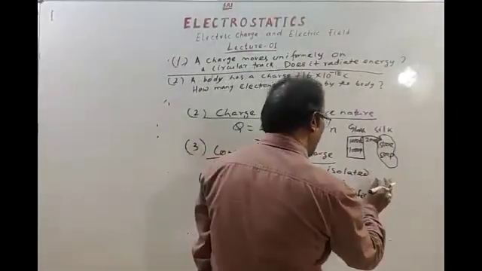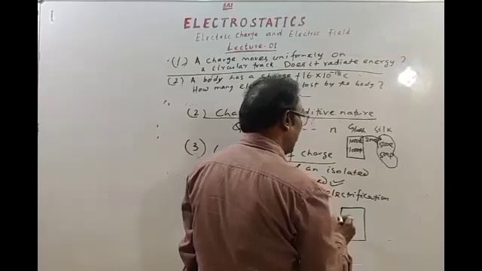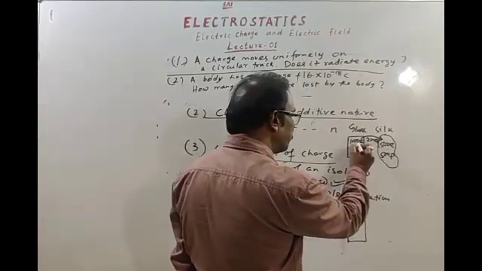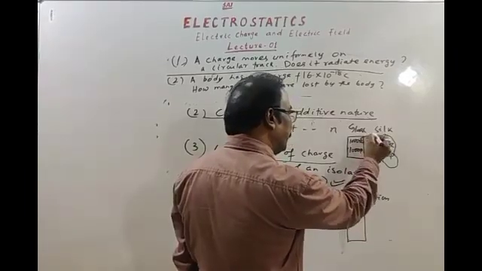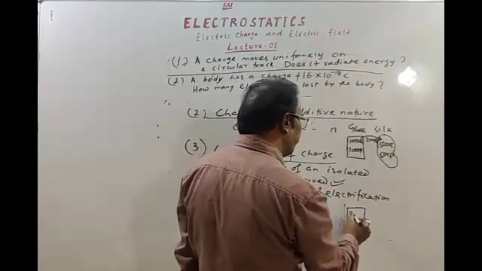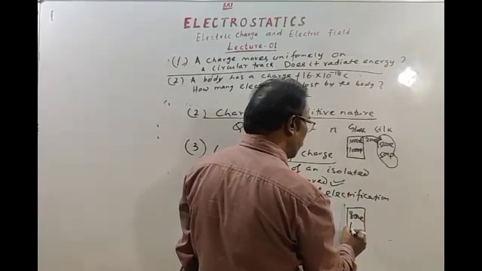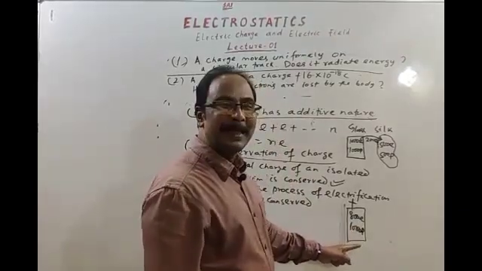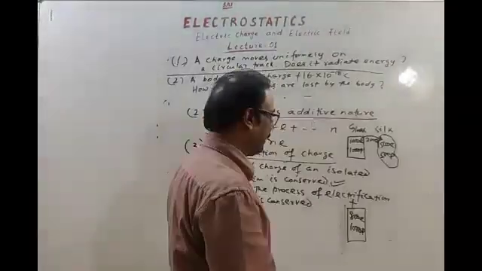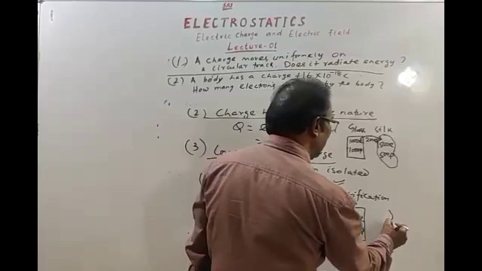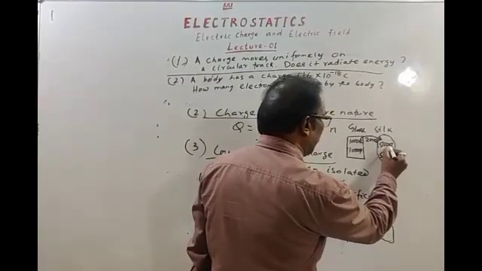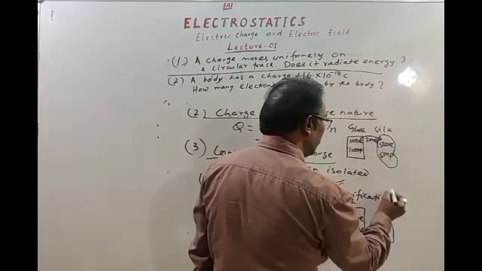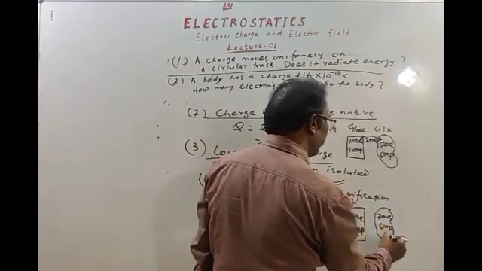Thereafter, the total charge of the glass rod: 200 electrons are transferred to silk, so here there are now 800 electrons and 1000 protons. So the glass rod becomes positive because there is a deficit of electrons. The resulting charge is positive. And in silk, the total number of electrons becomes 700, 500 plus 200, and the total number of protons is again 500.